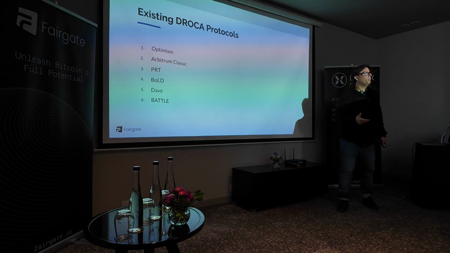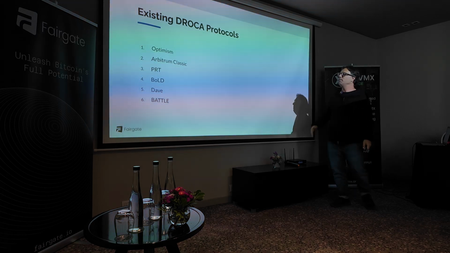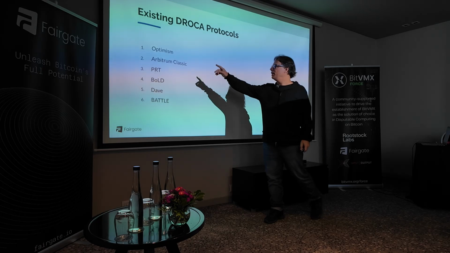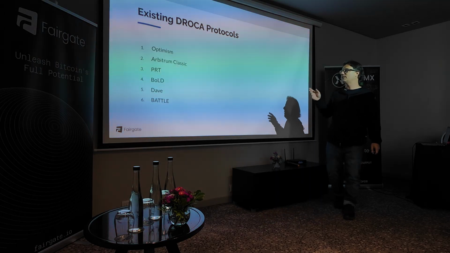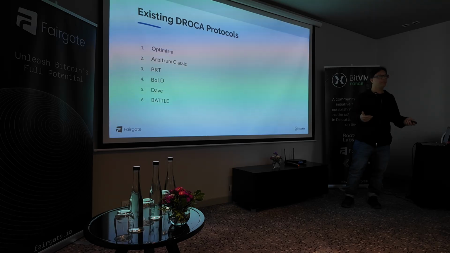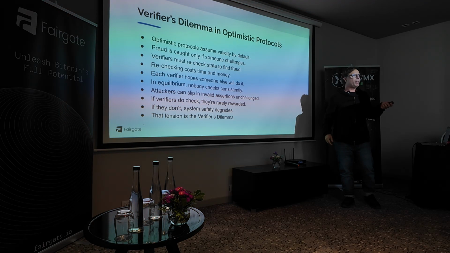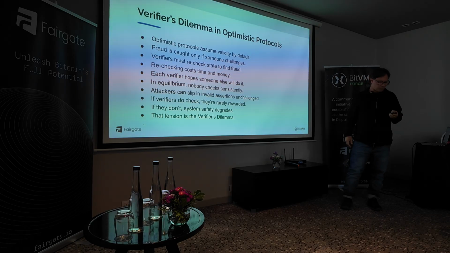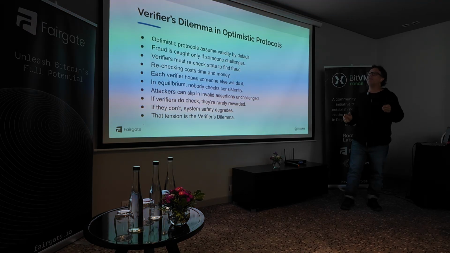So where these solutions appear, how these protocols can be solved? Well, there are many solutions, specifically for Ethereum rollups: Optimism, Arbitrum Classic, PRT, Ball, Dave, and now Battle. These are different solutions to the same problem with different trade-offs, okay? So when people think about optimistic protocols, they generally think about the worst problem that can happen to you in an optimistic protocol, which is the verifier's dilemma.